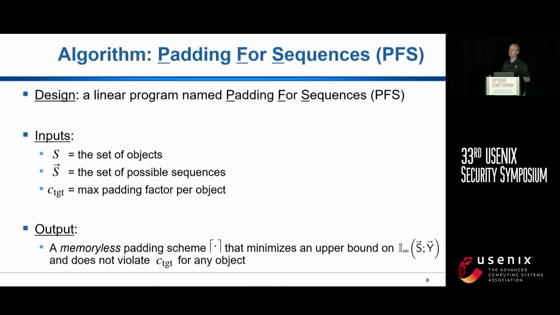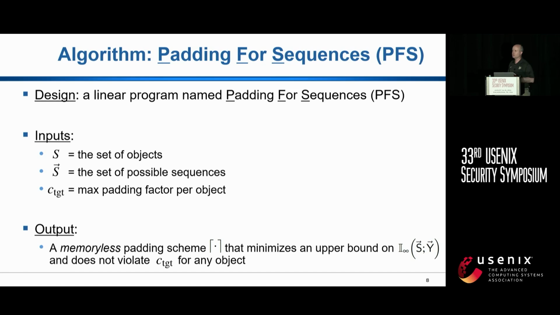So our algorithm, simply put, is a linear program that we named padding for sequences. We refer to it as PFS. It takes as input the set of objects and the set of possible sequences. Now, I want to make sure I clarify this. I've mentioned previously the distributions. All that is required for the linear program is what objects are on the object store and what the possible sequences are. The linear program does not require the distributions. And it also takes as input that maximum pad factor of C target.